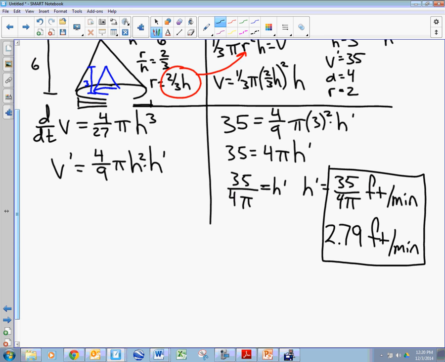Okay. All right. So here we are. Go back to your related rates problems. You should have been able to do 1 through 6. Now, you can also do 7, 8, and 9, and 18.